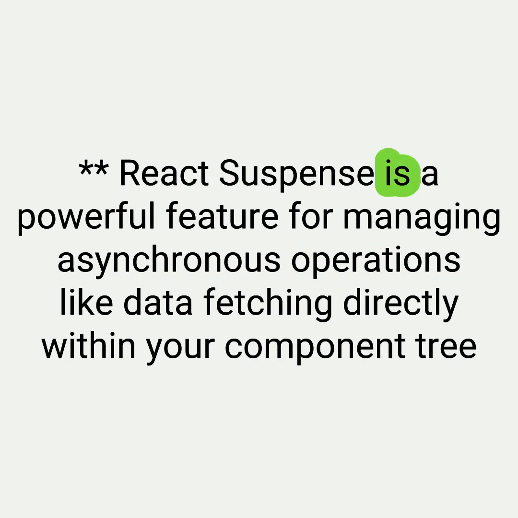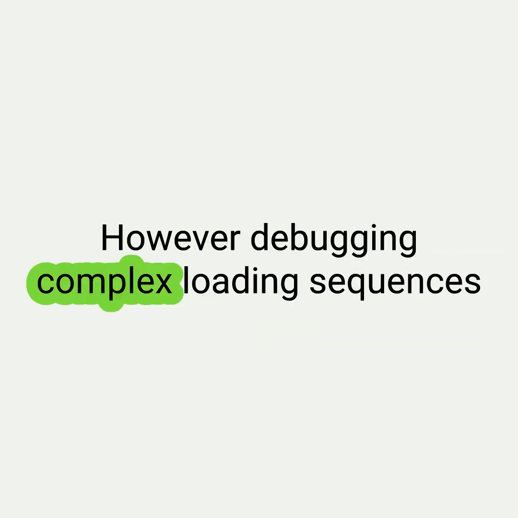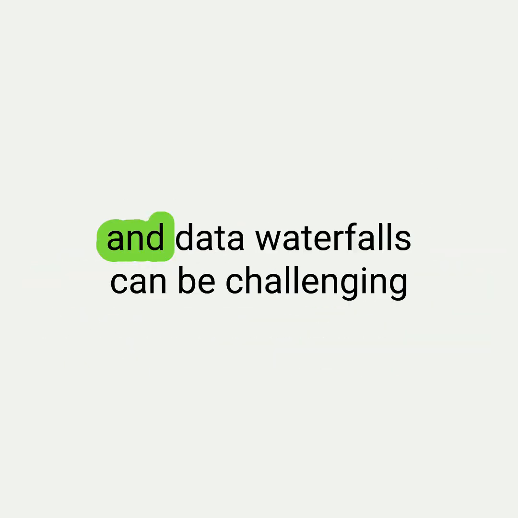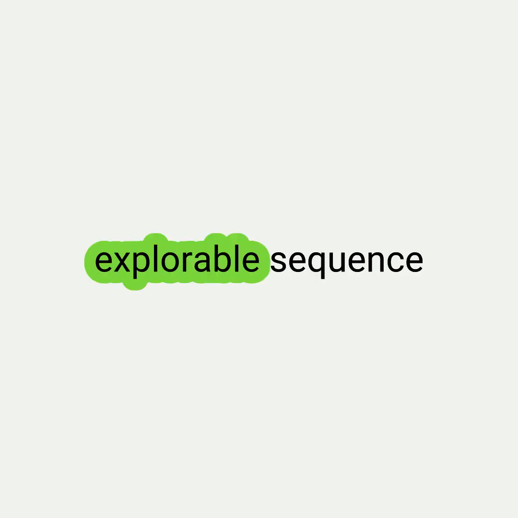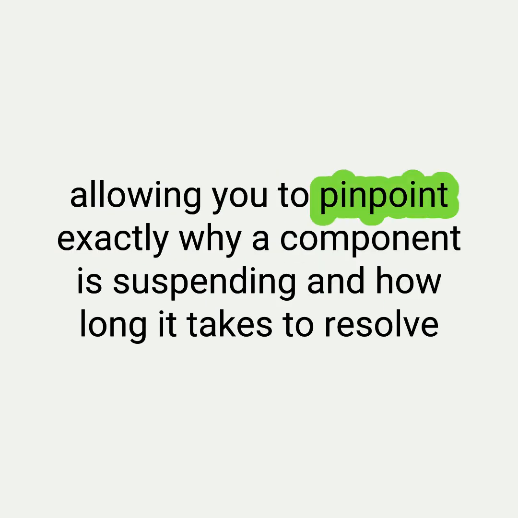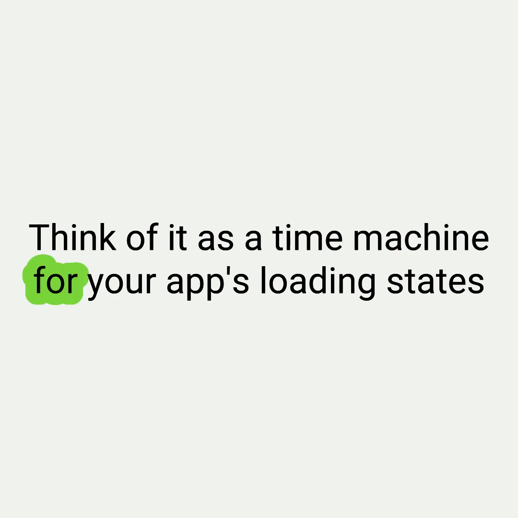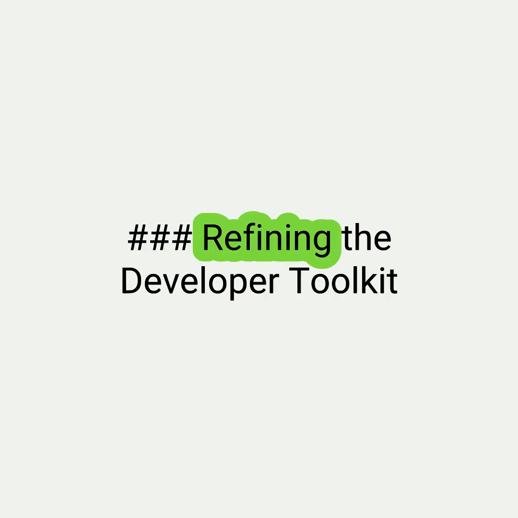The concept. React Suspense is a powerful feature for managing asynchronous operations like data fetching directly within your component tree. However, debugging complex loading sequences, nested fallbacks, and data waterfalls can be challenging. A visual timeline is a game changer because it transforms abstract async states into a concrete, explorable sequence, allowing you to pinpoint exactly why a component is suspending and how long it takes to resolve. Think of it as a time machine for your app's loading states.